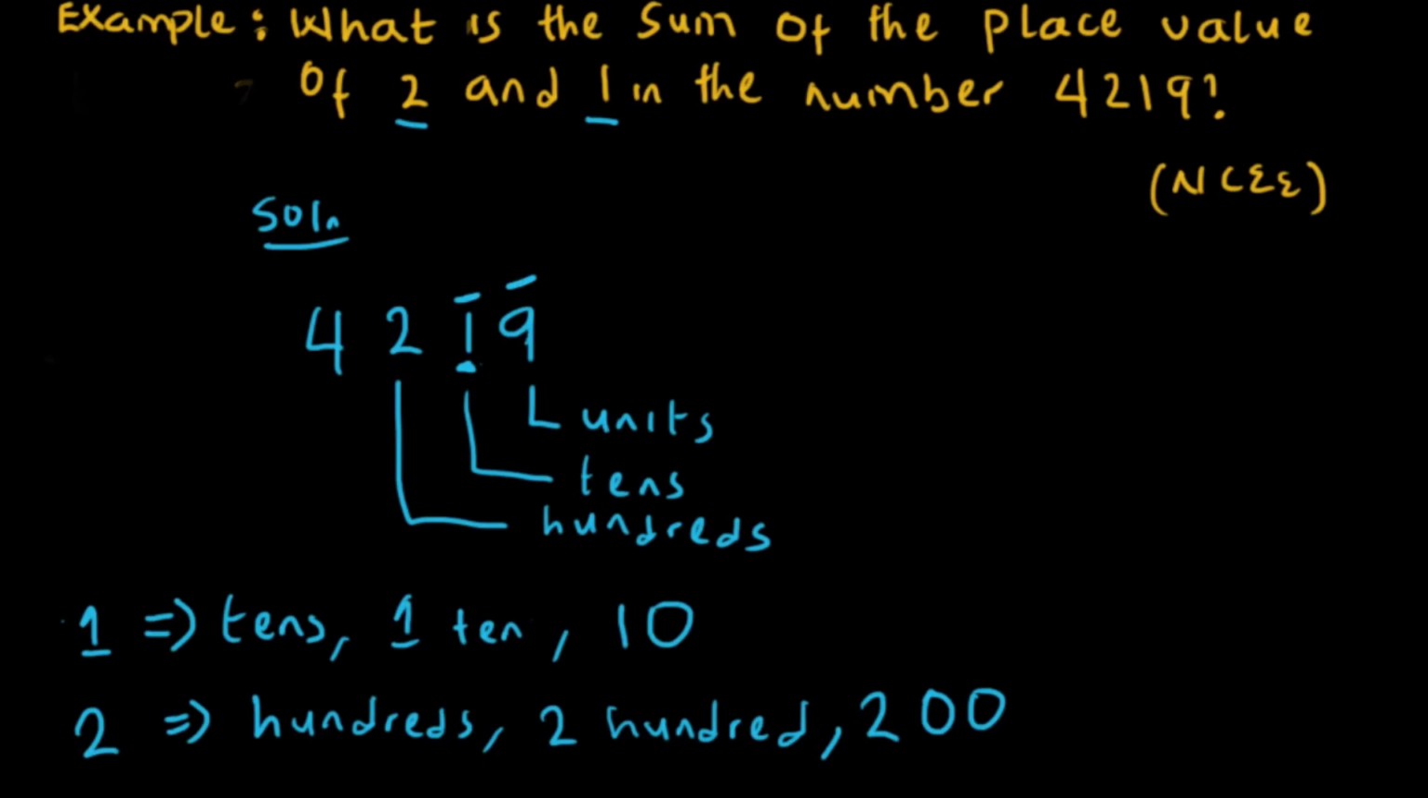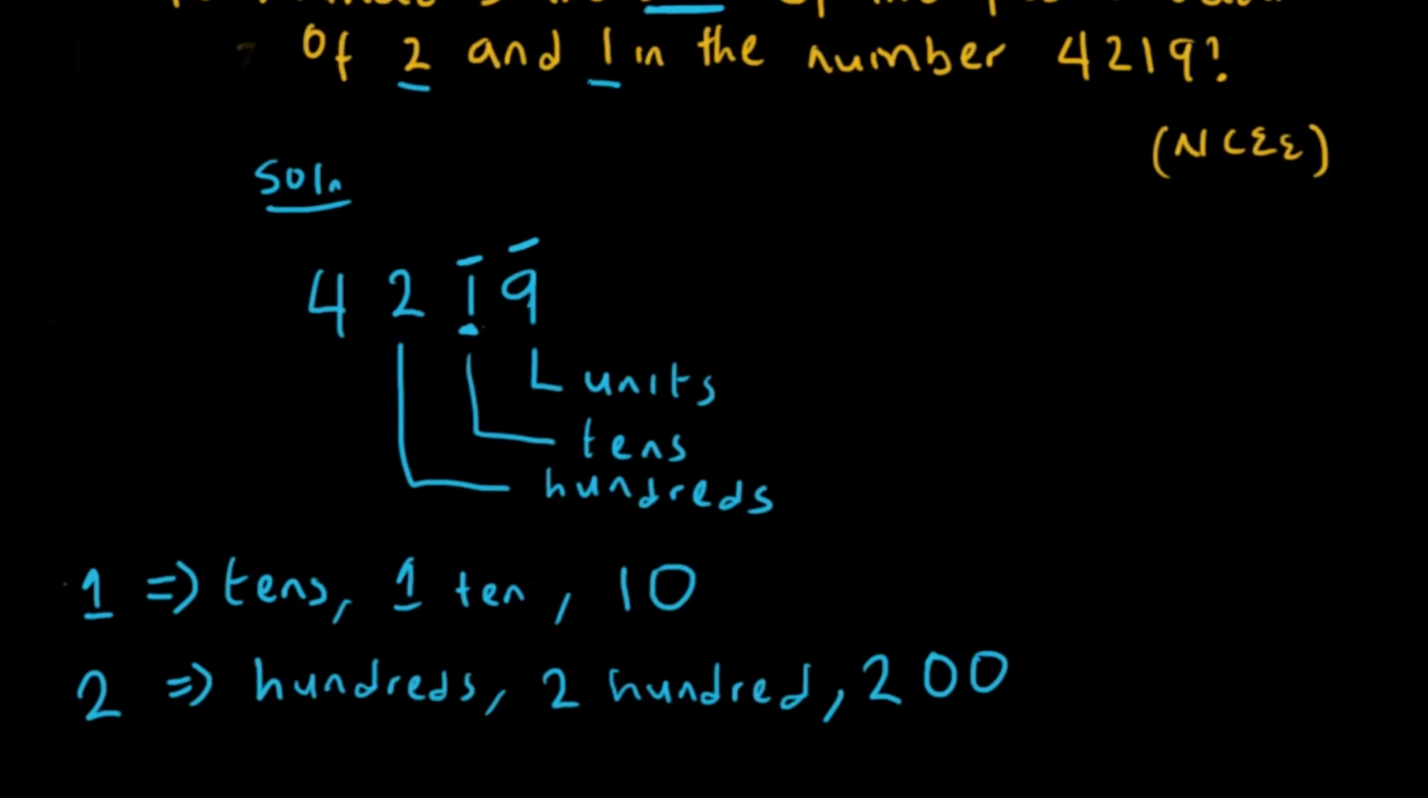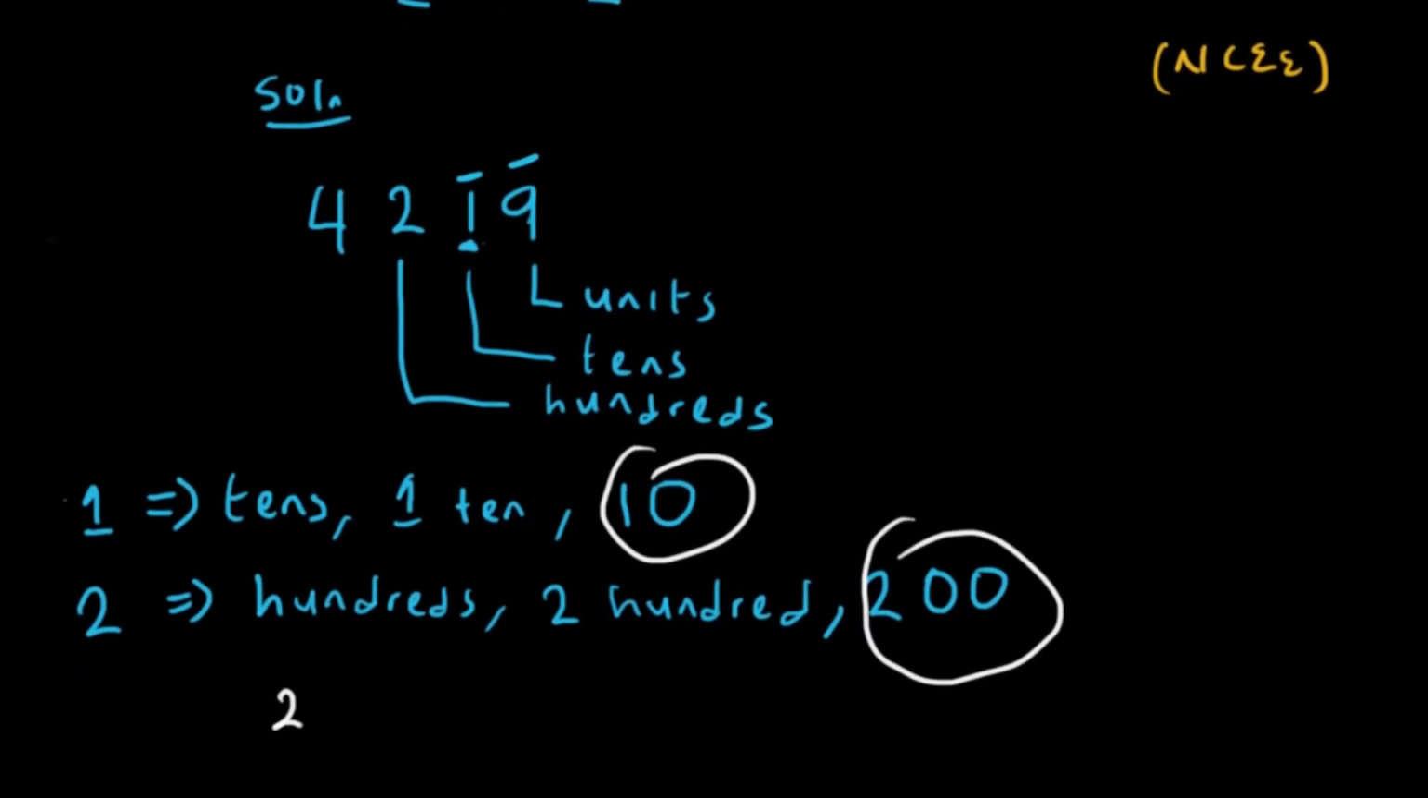Now we're told to find the sum. What's the meaning of sum? We add. And what can we add? We can add this 10 with 200. So it means that the answer would be 200 plus 10. And 200 plus 10 equals what? 210. Do you understand?